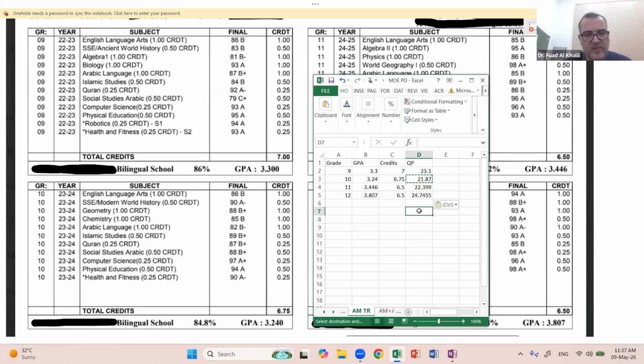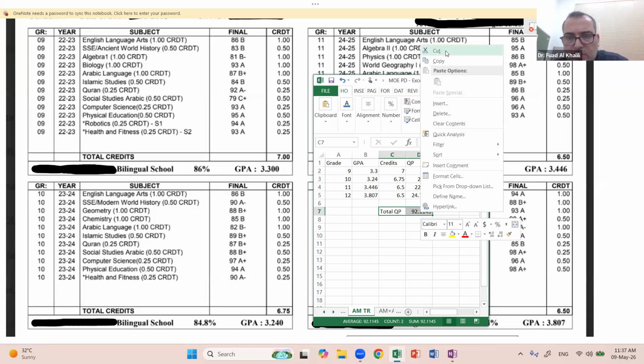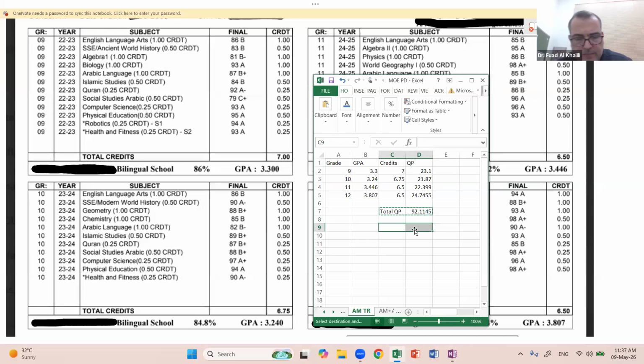Okay, now we have total quality points, total QP. Total quality points equals the sum of these. So we have the total quality points for this student. Let me cut this and go down a little bit. Here, the total quality points is 92.114.